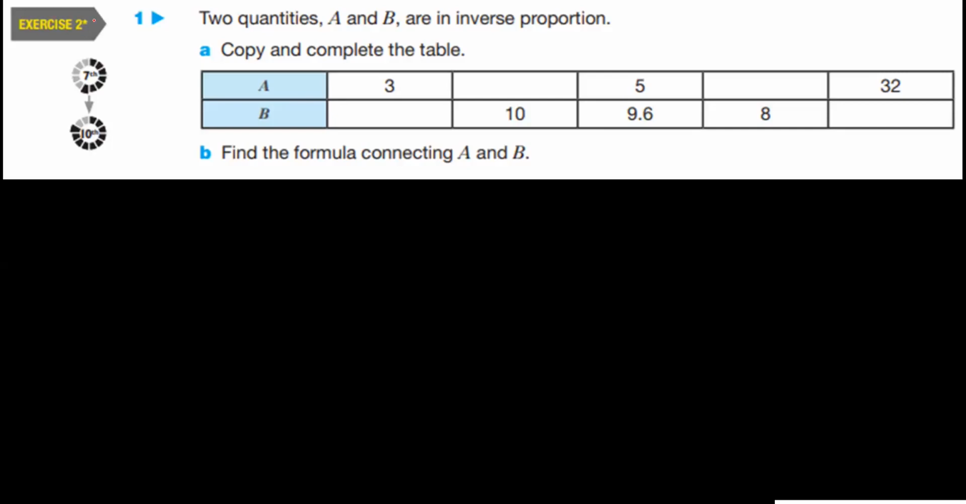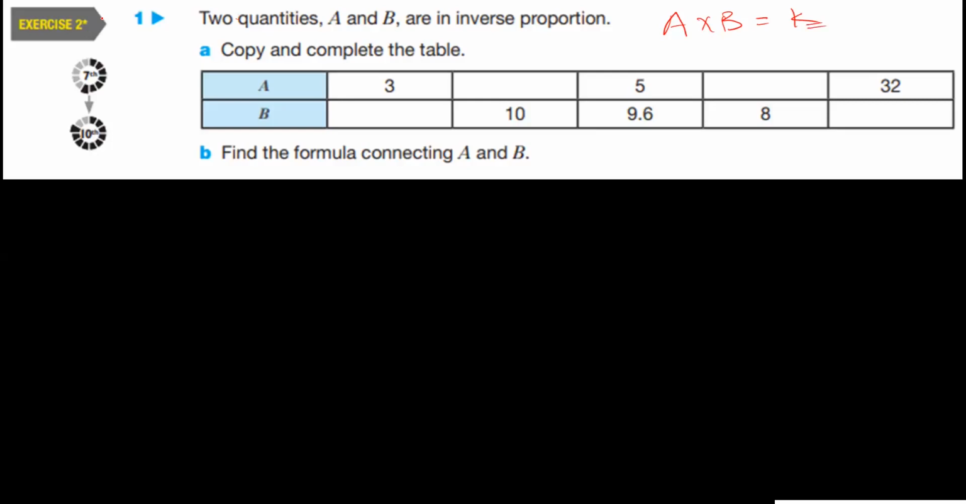Exercise 2 star. Question number 1 states, two quantities A and B are in inverse proportion. Copy and complete the table. As you know, if these two quantities are inversely proportional, then A times B equals K, meaning when we multiply all the A's and B's together, we get a constant number.